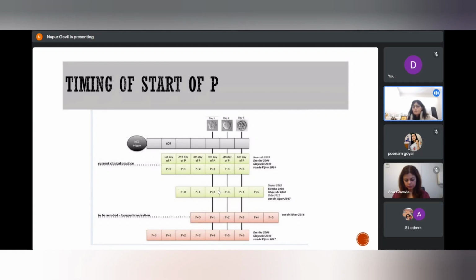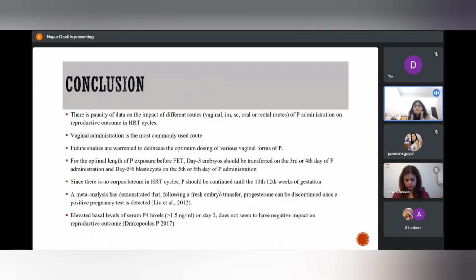A day 3 embryo can be transferred on the 3rd day of progesterone as well as on the 4th day of progesterone. Similarly, a day 5 embryo can be transferred on the 6th day of progesterone as well as on the 5th day of progesterone. But later than that, it can cause asynchrony between embryo and endometrium. There is a paucity of data on the impact of different routes of progesterone. Vaginal administration is the most commonly used route. Future studies are required to delineate the optimum dosing of various vaginal forms of progesterone.